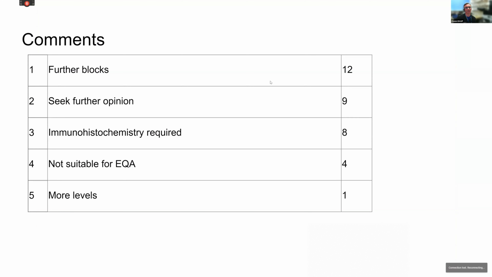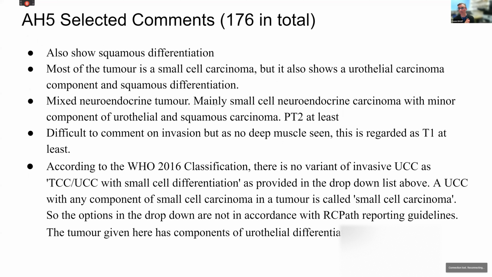So further blocks, seek further opinion, and not suitable for EQA waiver. And we did get a fair number of comments on this one, mainly relating to nomenclature issues. So most people in their comments said that this is a small cell carcinoma or neuroendocrine carcinoma, but there's other features in there as well. Some were saying this is a urothelial carcinoma with neuroendocrine, but the vast majority was small cell / neuroendocrine carcinoma with a tiny amount of urothelial and squamous differentiation.